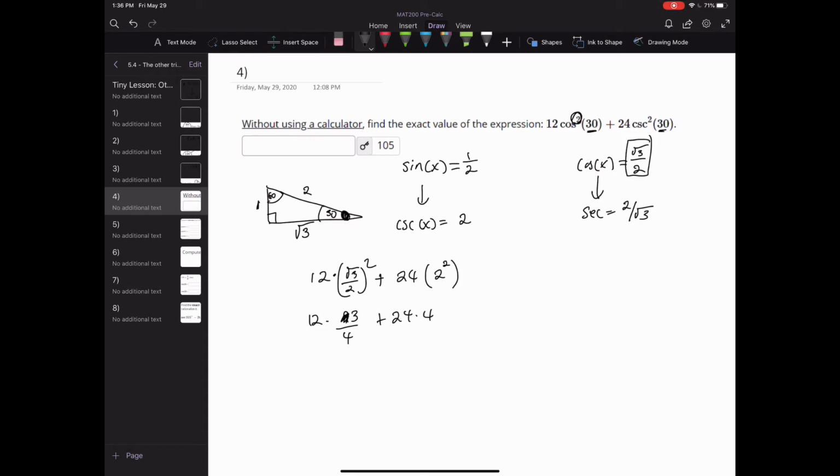And let's just continue solving it. 4 and 4 is 1, 4 into 12 is 3. 3 times 3 is 9. 24 times 4, 4 4s is 16, carry the 1. 4 2s is 8 plus 1 is 9. 96 plus 9 is 105.